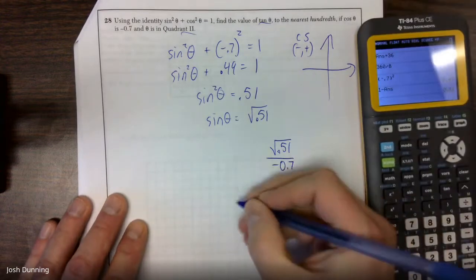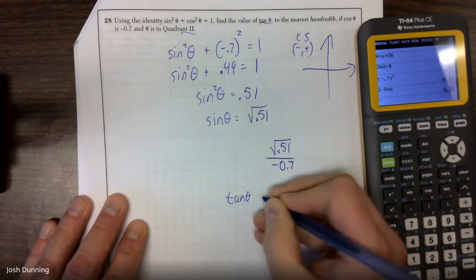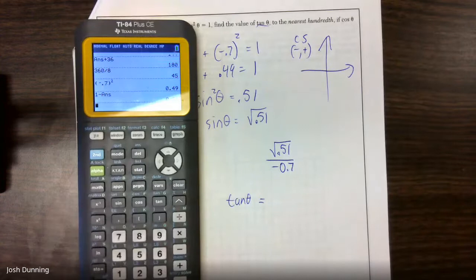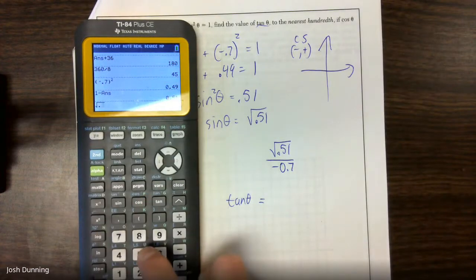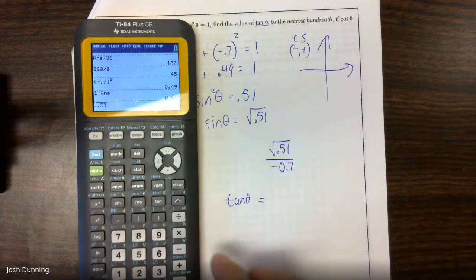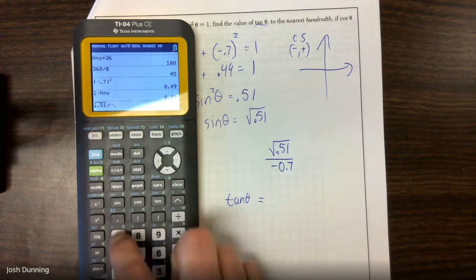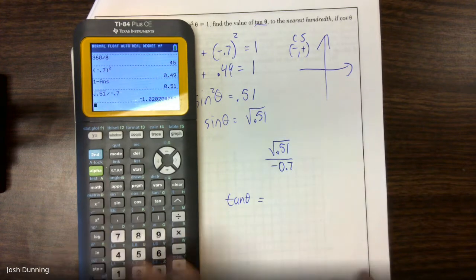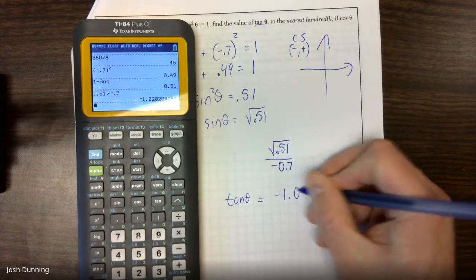So now I'll type this in. Second square root, 0.51. Get out of the square root, divide by negative 0.7. To the nearest hundredth, negative 1.02.